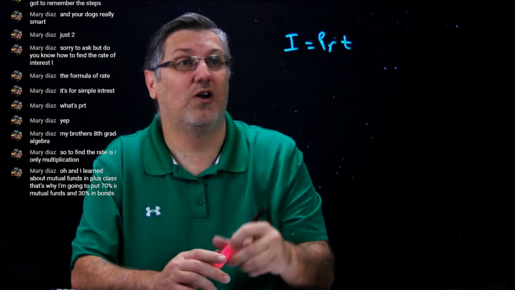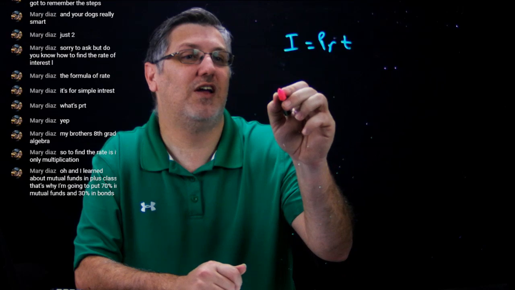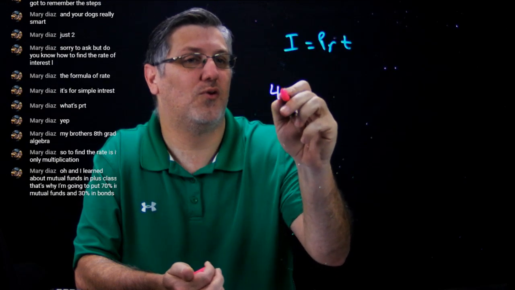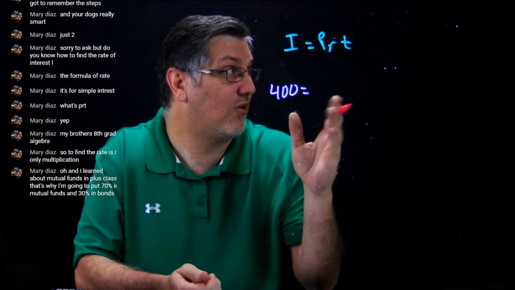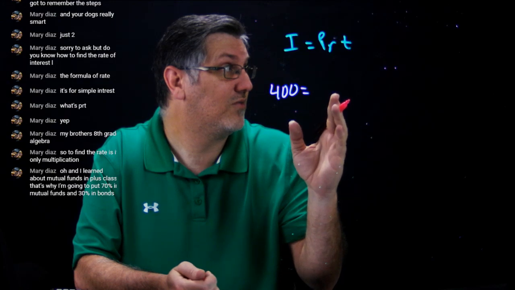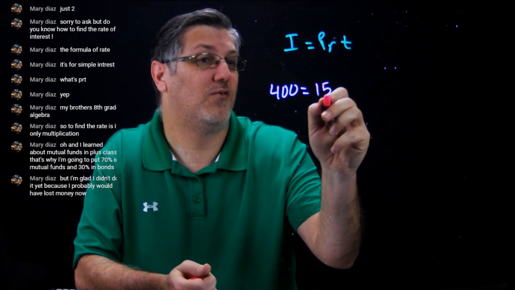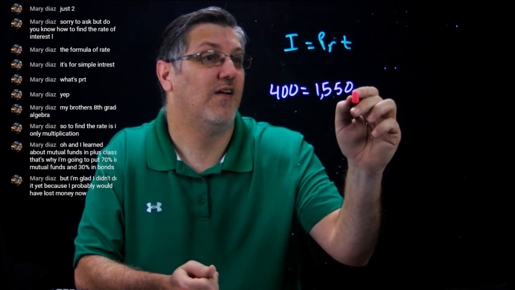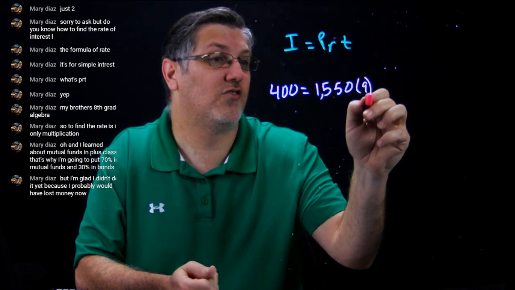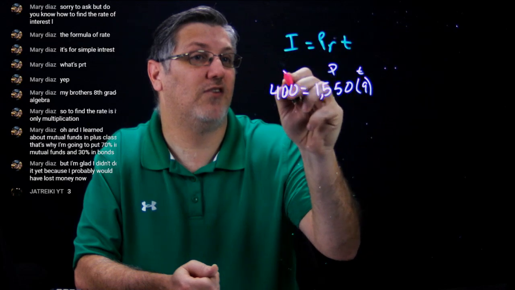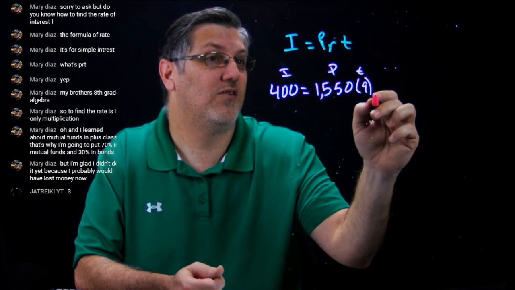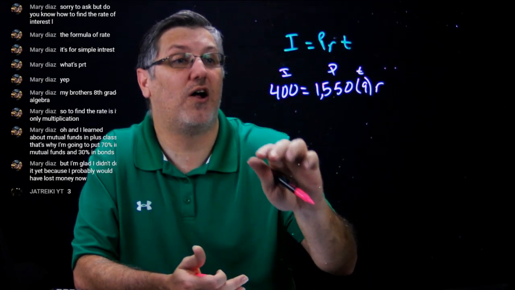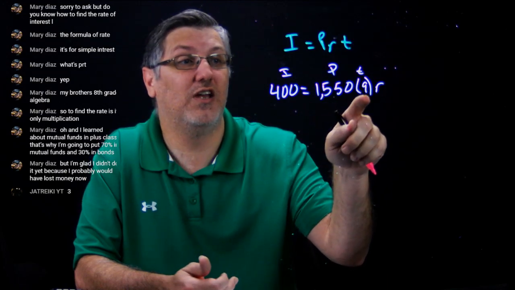All right, so if you want to do your rate, let's just say I got, give me a number. $400 in interest. Give me an amount to start with. $1,550. You invested $1,550, and we're going to say over 9 years. So this is my T, this is my P, this is my R, and then my I. And I'm looking for R. What interest rate will give me $400 if I invest $1,550 in 9 years?